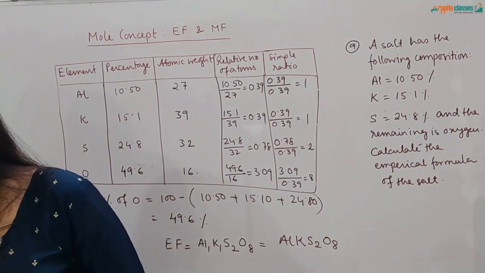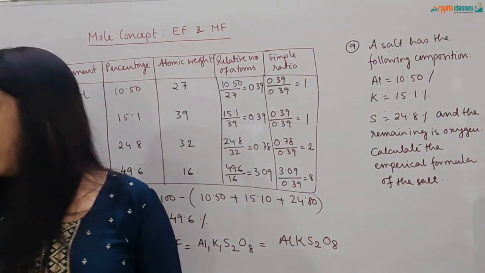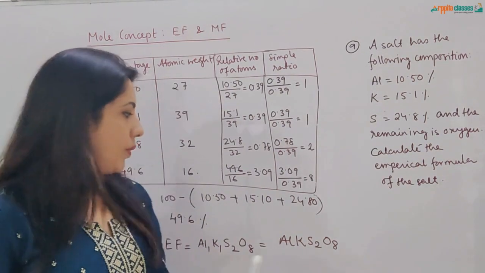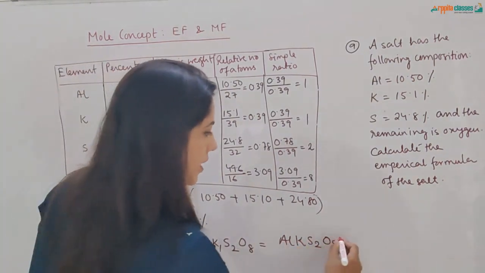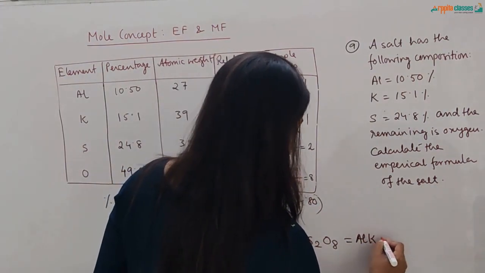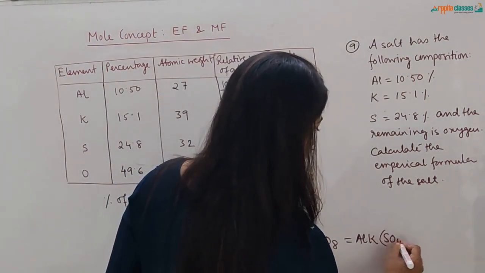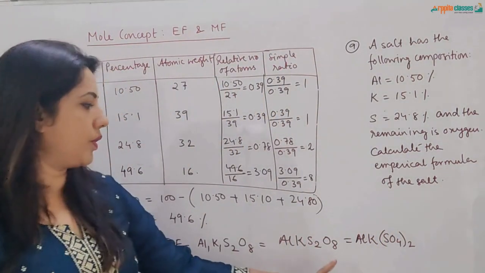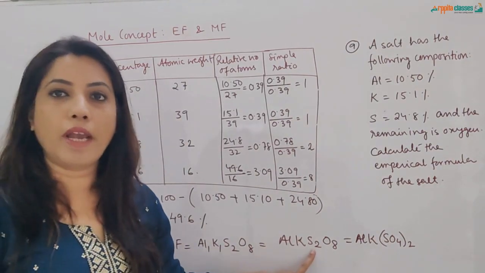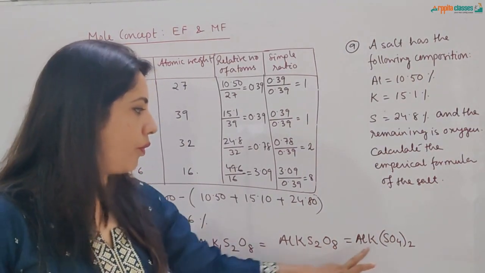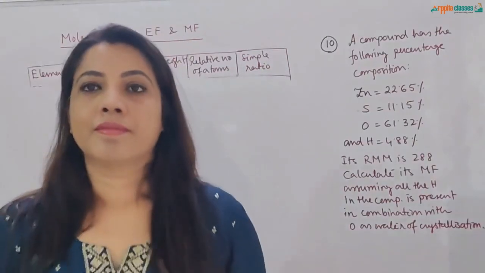Just let me check once. AlKS2O8. So you can write it this way, or you can also write it this way: AlK(SO4) whole twice. You can write it this way also, because it is S2O8, so we can take it as SO4 whole 2.